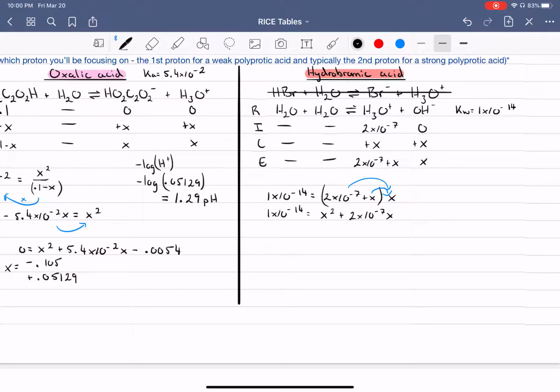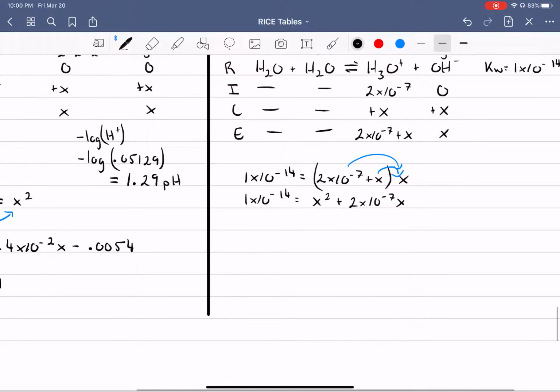Alright, and so we get this bottom equation, and now we're going to have to put everything on one side and make it equal to 0, right? So all we're going to do is bring this over by subtracting it, because technically there's a positive sign right there, and we get 0 equals x squared plus 2 times 10 to the negative 7th x minus 1 times 10 to the negative 14th.